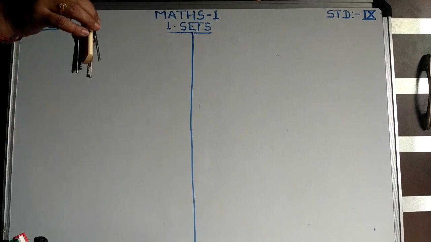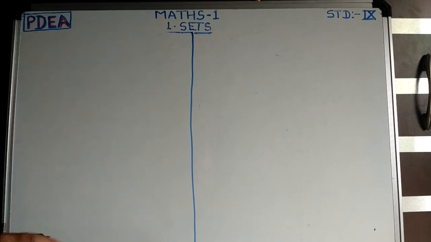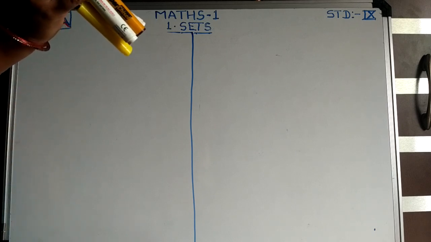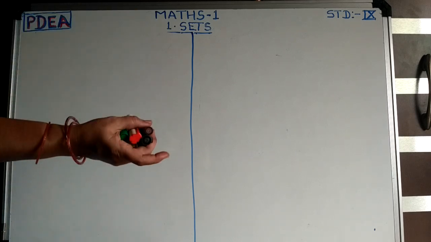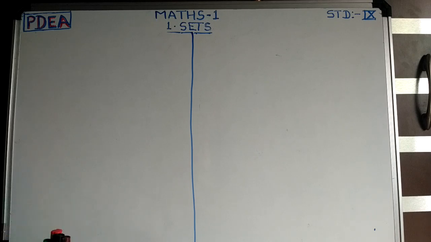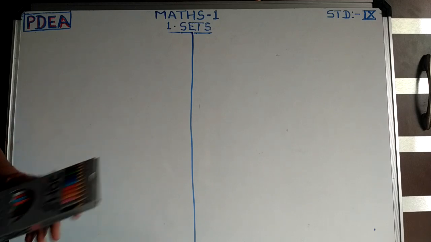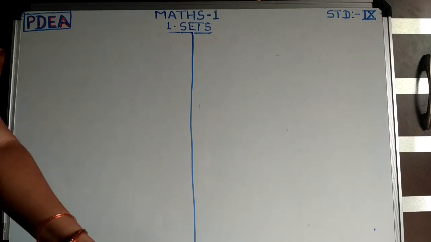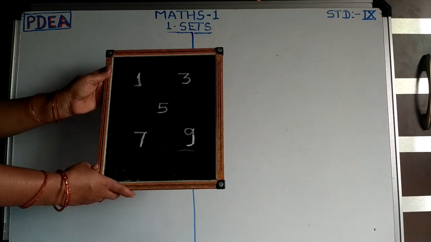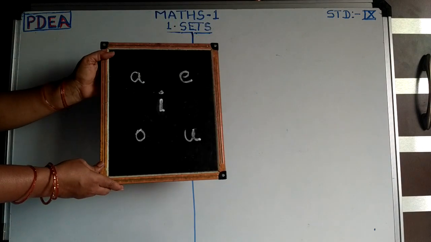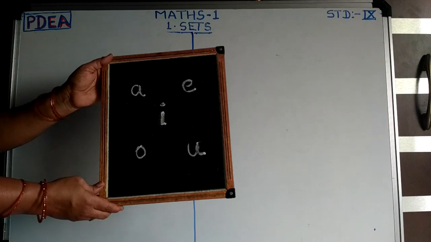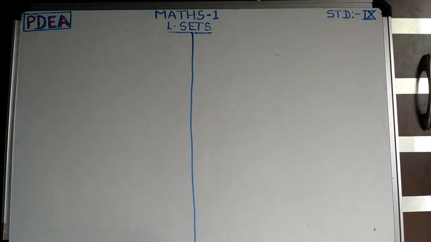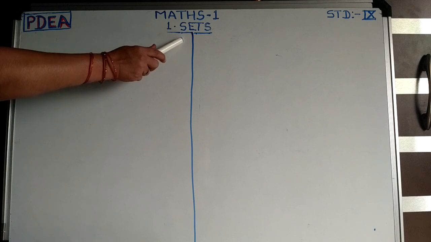Here, a bunch of keys, a set of color pens, a collection of color pencils, a group of some numbers, see here, and a group of letters in the English alphabet. These types of collections, groups, bunches are called sets.